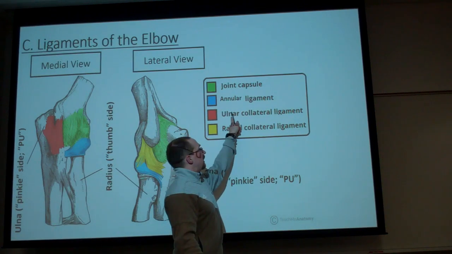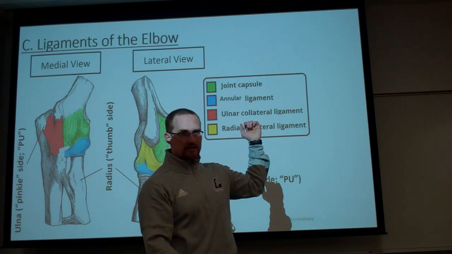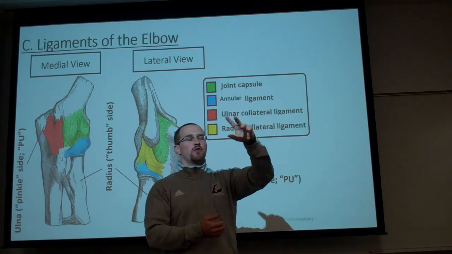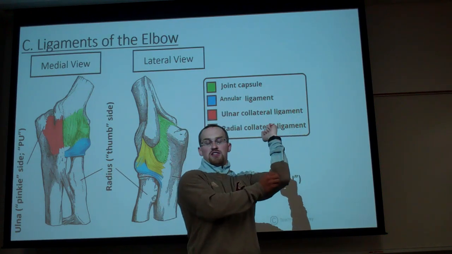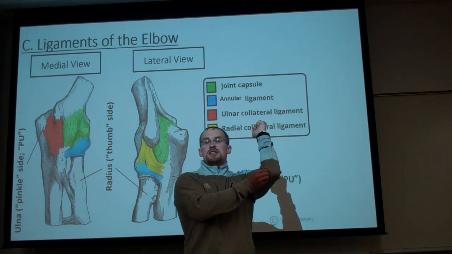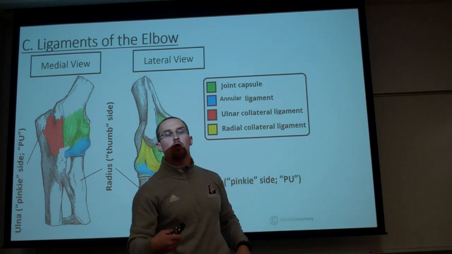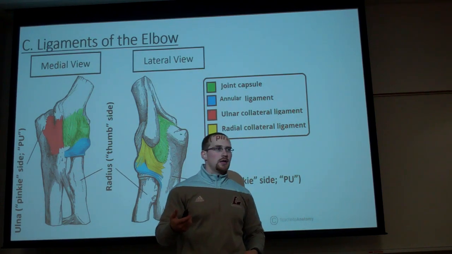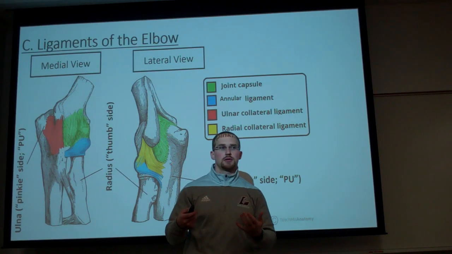Ulnar collateral ligament. Essentially what happens here is, over time, this gets stretched if we throw a lot and don't give ourselves enough time to rest. And if this becomes inflamed or tears, that's when Tommy John surgery happens. It's becoming more and more prevalent in young baseball players because they throw too much too often.